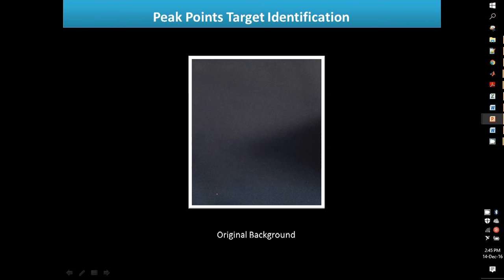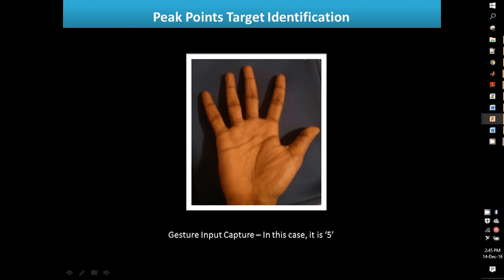We will now discuss how we can target the peak point identification. Let us consider an original background as shown on the slide. Then let us capture a gesture, which in this case is the number 5. The center palm identification indicator is the roundness initialization that we give in the code. This has to be calculated, which depends on each feature and each gesture that we make. None of these are static. Now, this center palm identification indicator becomes the point of reference for every reference node and distance taken henceforth.